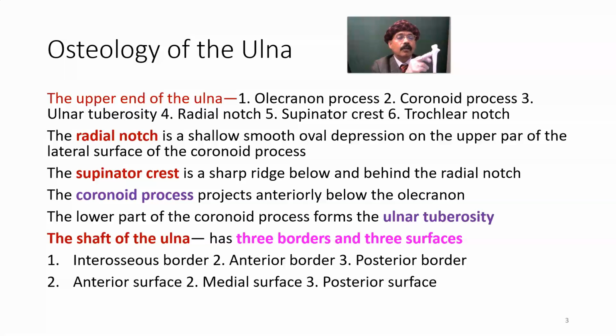The supinator crest is a sharp ridge below and behind the radial notch. The coronoid process projects anteriorly below the olecranon process. The lower part of the coronoid process is the ulnar tuberosity we just discussed. The shaft of the ulna has three borders and three surfaces.